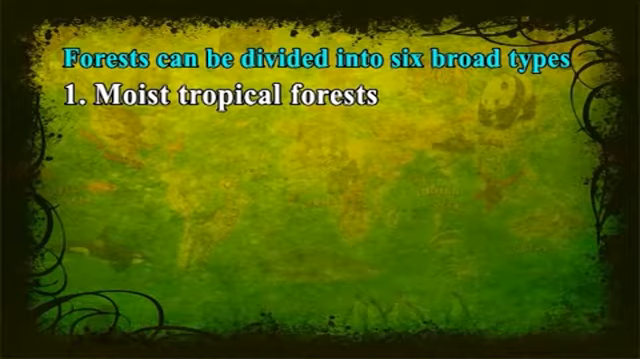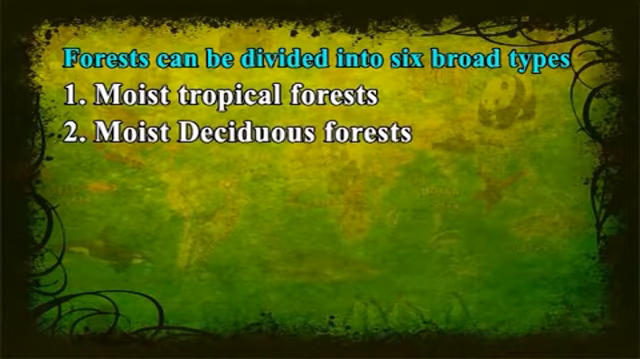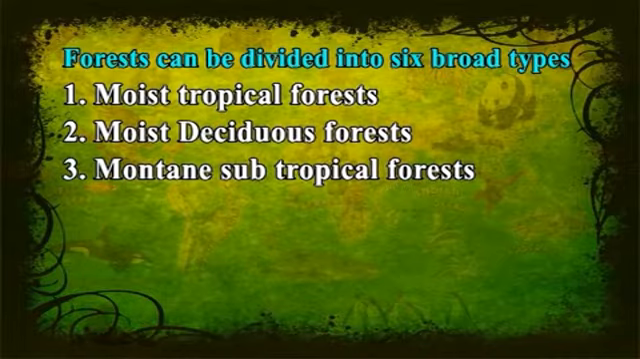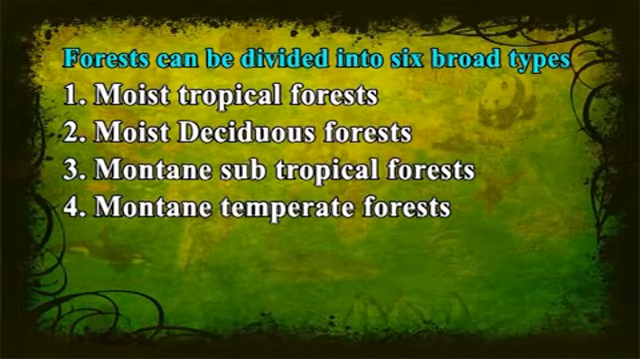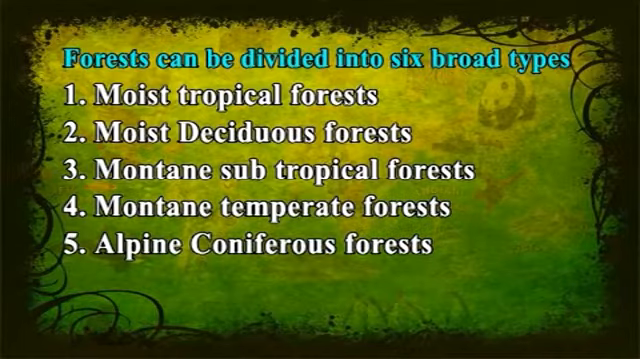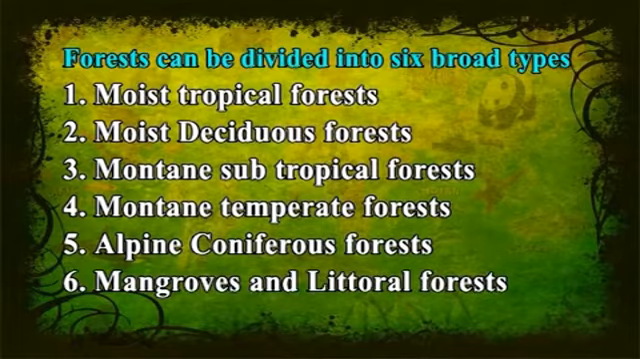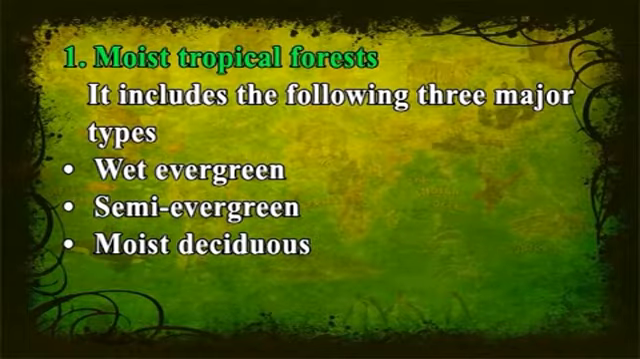Number 1, moist tropical forest. Number 2, moist deciduous forest. Number 3, montane subtropical forest. Number 4, montane temperate forest. Number 5, alpine coniferous forest. And number 6, mangroves and littoral forest. Let us have a discussion on them.